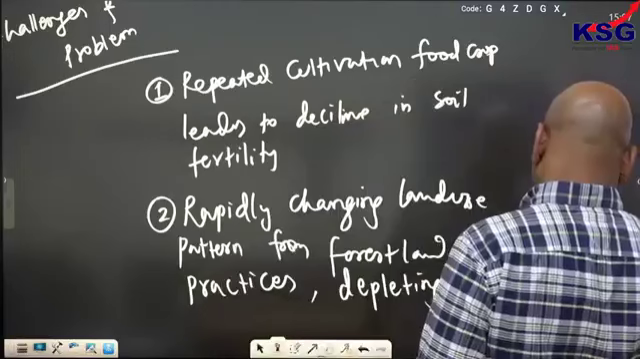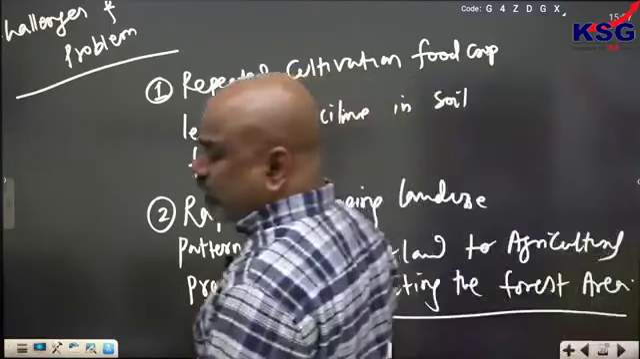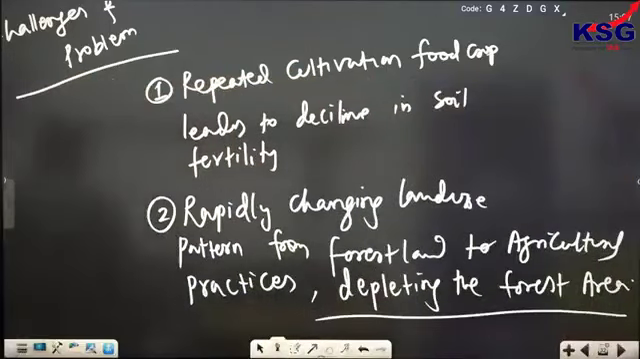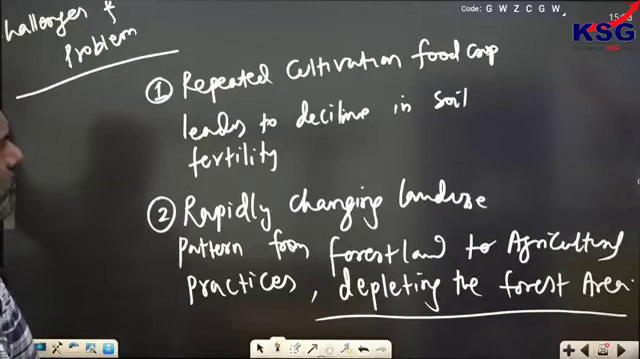Forest area is depleting very fast because of large area under agricultural practices in these zones. People are rapidly changing land use pattern from forest land to agricultural practices, depleting the forest area. Okay, one of the greatest problem is here.